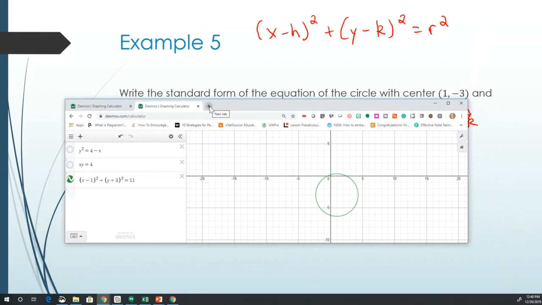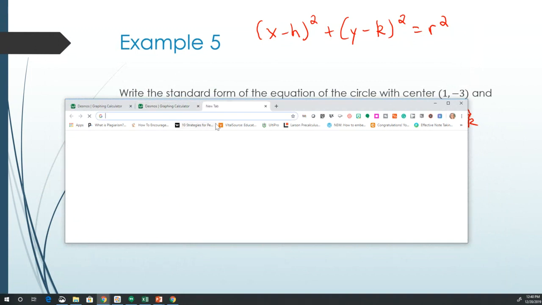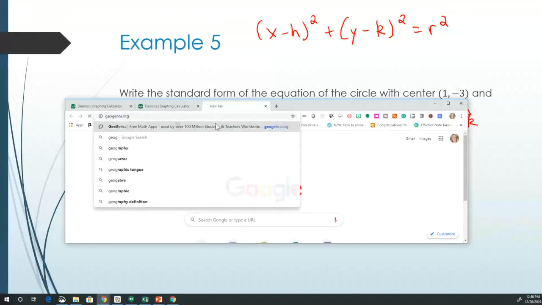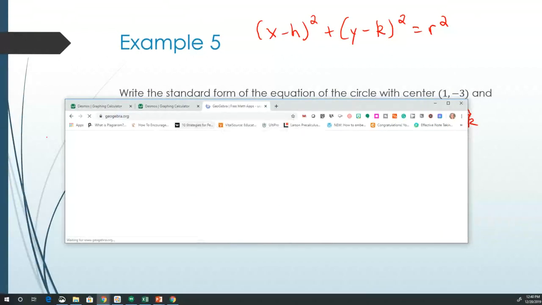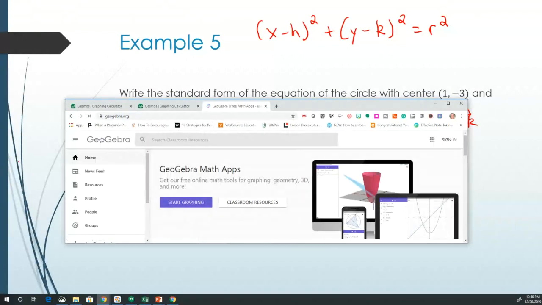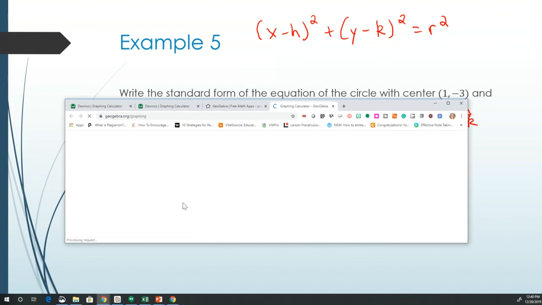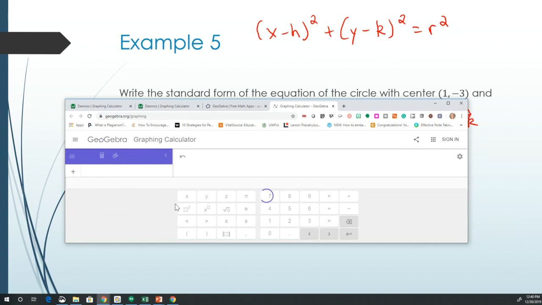So this is where I would bring up a second graphing calculator. Another one I have a link to is GeoGebra, because this one actually allows us to do some geometry. So we have GeoGebra. It's geometry and algebra together. That's how they get the name. So I'm going to click Start Graphing. And this is great when you have things like circles, if you have shapes.